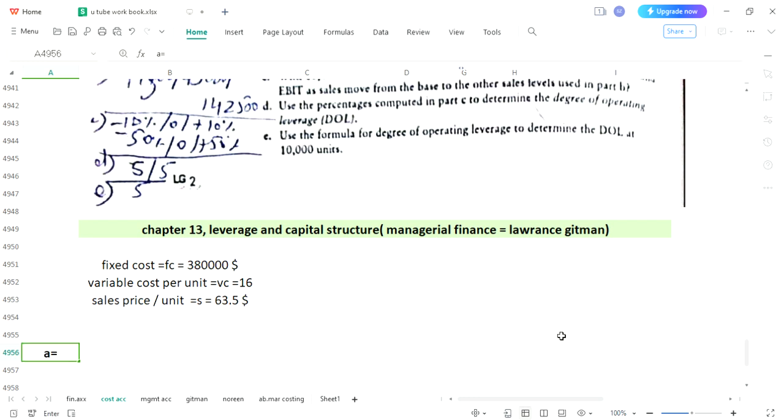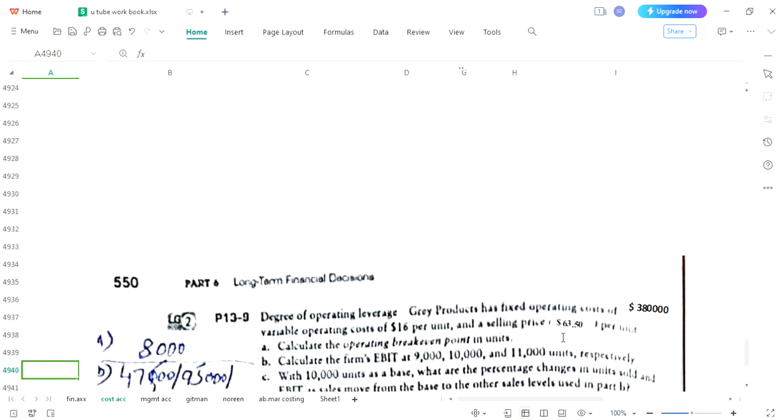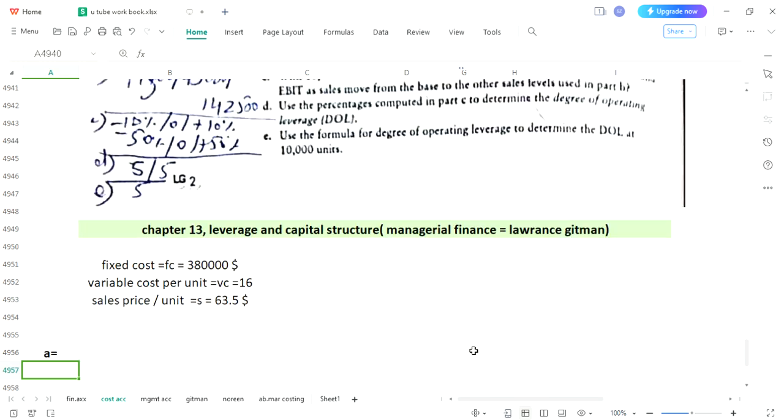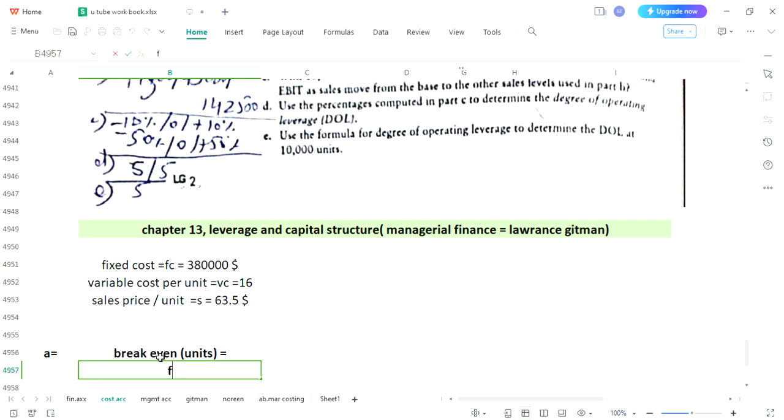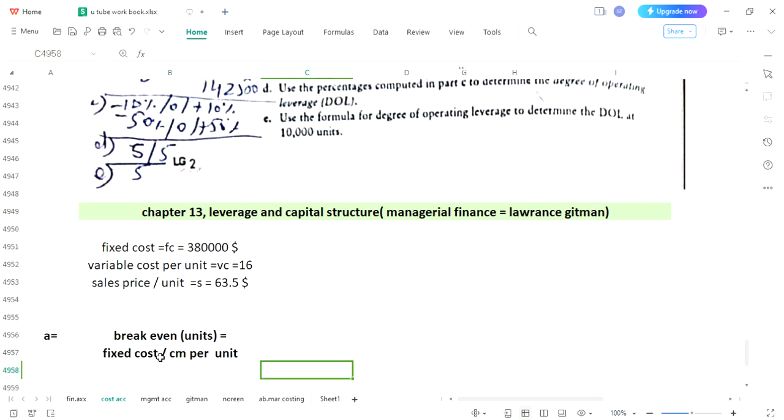We will be following the first requirement, and that is A. Let's see what A is saying. Calculate operating break-even point in terms of units. So we need to have break-even point in terms of units. For that we need fixed cost, and this fixed cost would be divided by CM per unit. Fixed cost is already present in our question, 3,80,000. We need to calculate CM per unit.